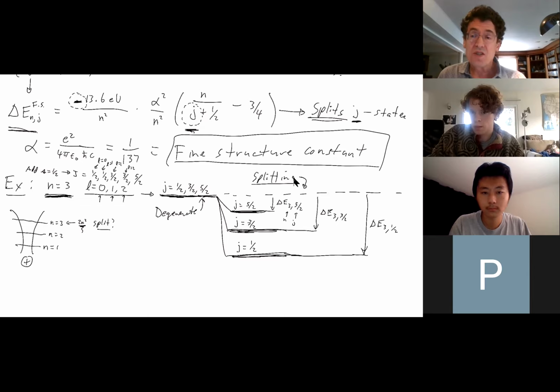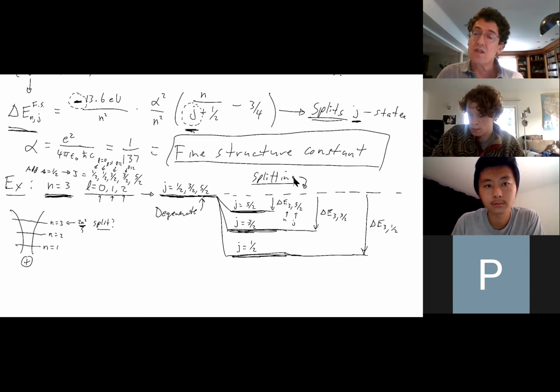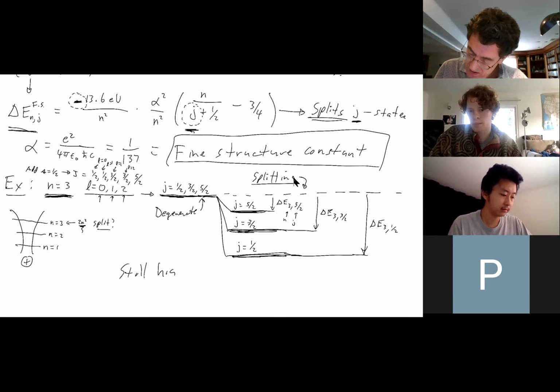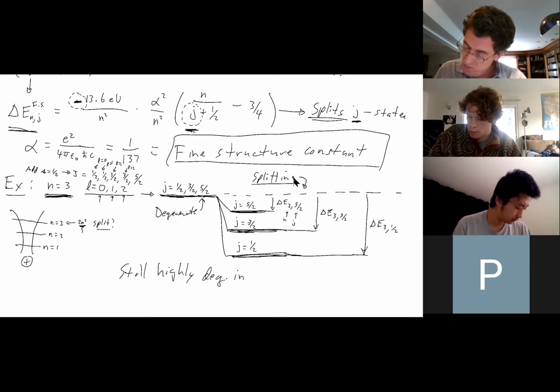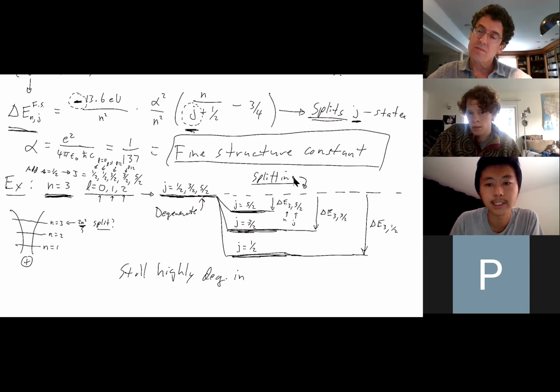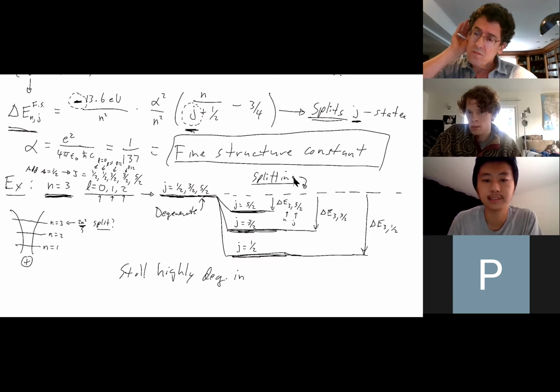Is there still degeneracy in those levels, even when I take into account the fine structure? Are they degenerate, yes or no? Somebody tell me. Yes, still highly degenerate. And what quantum numbers are they degenerate in? Somebody tell me. J. Say it again. In J, because you have states with different L's having the same J.